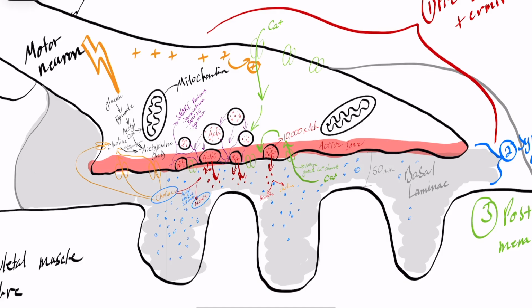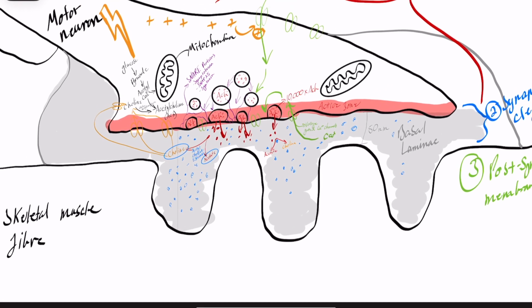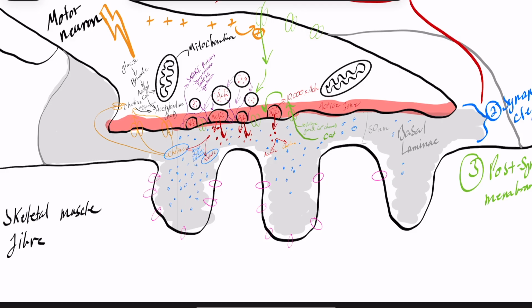Finally, we have the postsynaptic membrane, or the motor end plate. And this is the part of the muscle fiber membrane directly opposite the nerve terminal, and it's the receiver of the signals. So the key features here are junctional folds. You can see that there are these deep infoldings of the sarcolemma that increase surface area and bring the voltage-gated sodium channels close to the acetylcholine receptors.